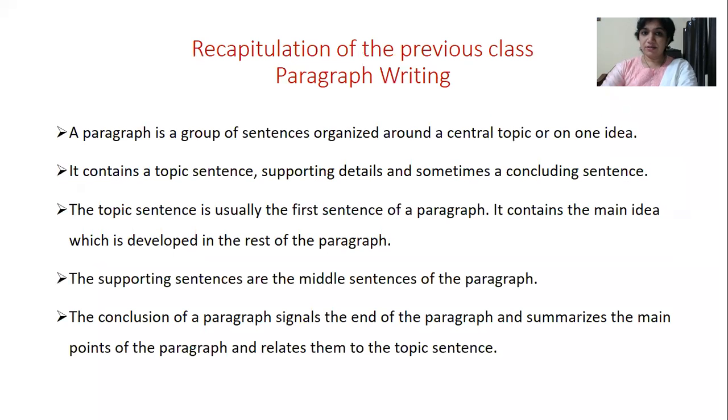In the previous session, we had discussed what is paragraph writing, how to write a paragraph, and the parts of a paragraph like the topic sentence, the supporting sentences, and the concluding sentences. The topic sentence is usually the first sentence of a paragraph, which proposes the main idea, which is later developed in the rest of the paragraph. The supporting sentences are the middle sentences of the paragraph, while the conclusion of the paragraph signals the end of the paragraph and summarizes the main points in the paragraph, which is related to the topic sentence.